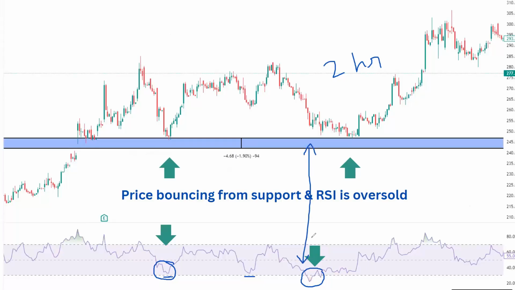Now, I know that I have not spoken about positive divergence or negative divergence, but I'll speak about it very soon. Just stay in the video. And you can see over here that this entire time RSI was close to the oversold level, and from here there was a massive rally. So this is the right way of using RSI.